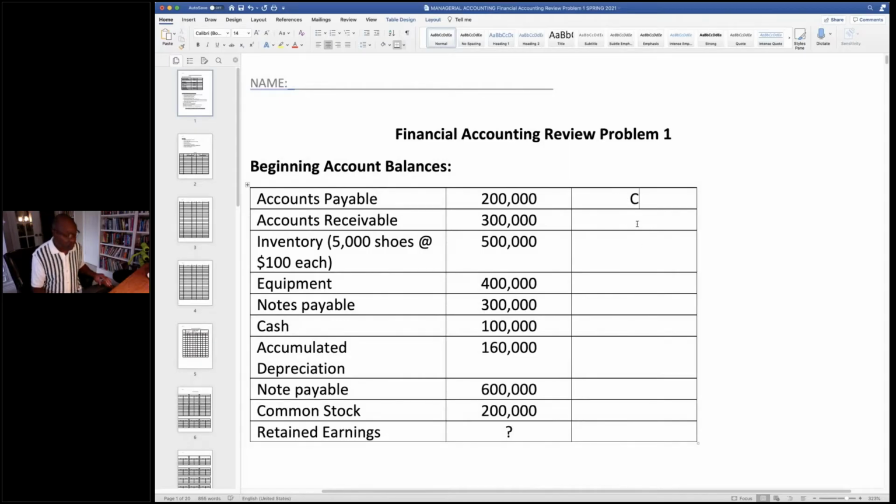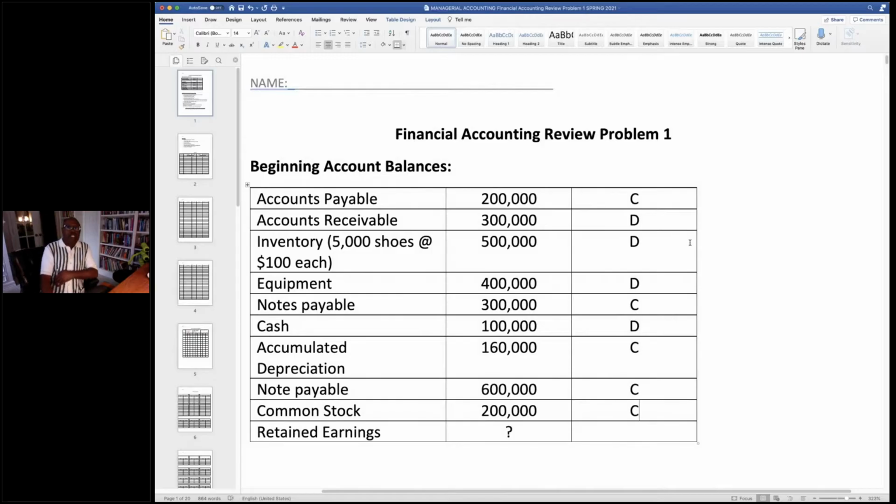Accounts receivable, debit. Inventory, debit. Equipment, debit. Notes payable, credit. Cash, debit. Accumulated depreciation, credit. That's correct. Notes payable again would be credit. Common stock, credit.